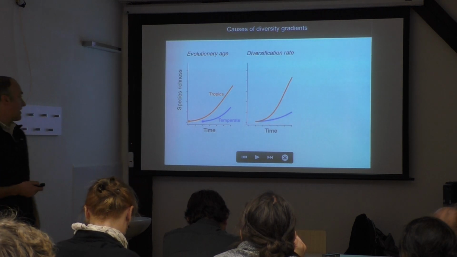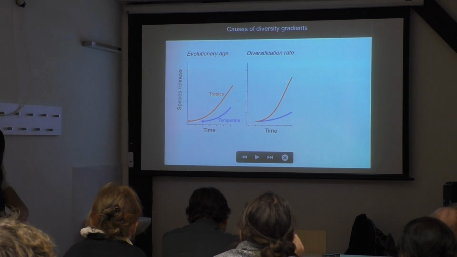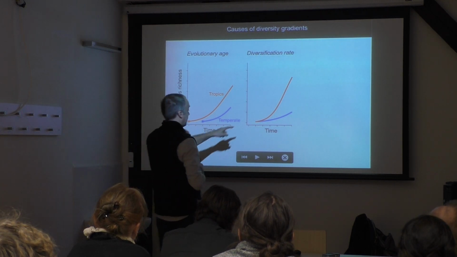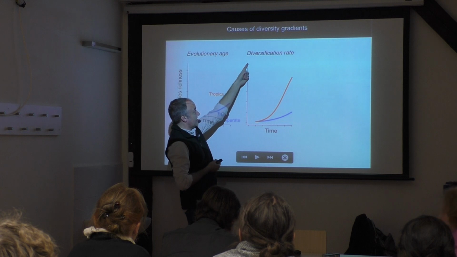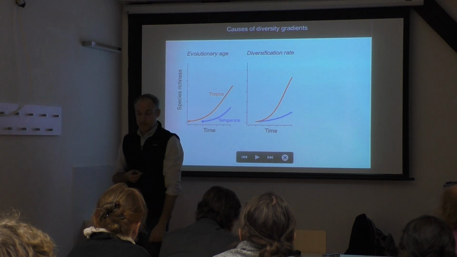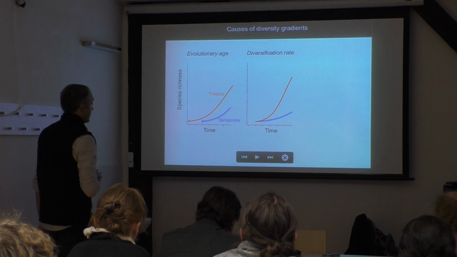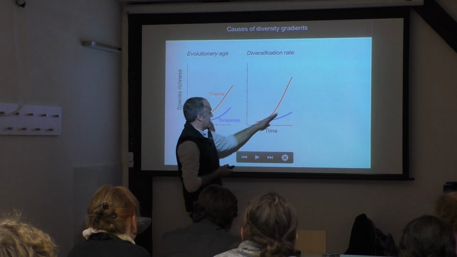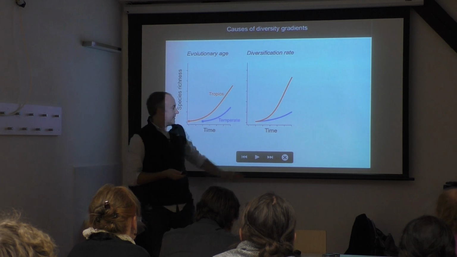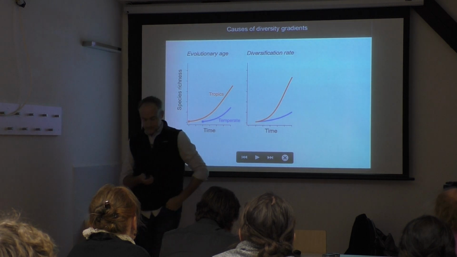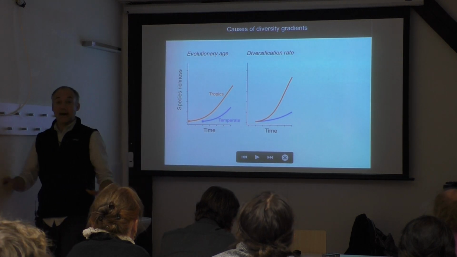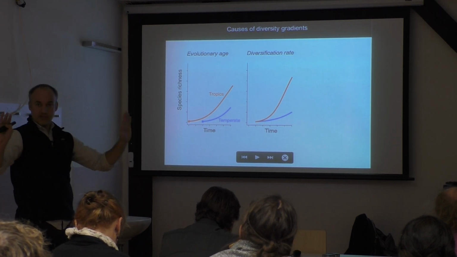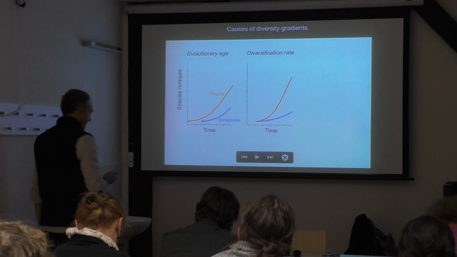You could also imagine that maybe the tropics and the temperate zone are the same age, but actually diversity accumulates faster in the tropics relative to the temperate zone. This is basically a hypothesis about the rates of species accumulation through time, or a diversification rate hypothesis. So basically the slope of this curve is steeper for the tropics than it is for the temperate zone. Obviously, these things can combine in different ways, but this is just sketching out the simplest set of potential causal mechanisms for the latitudinal gradient.